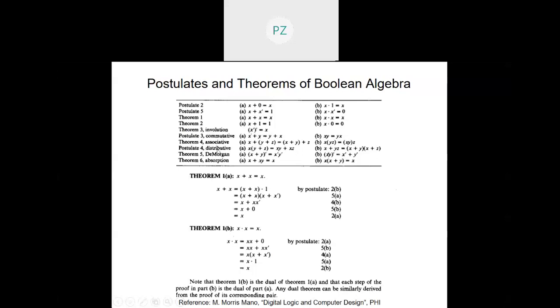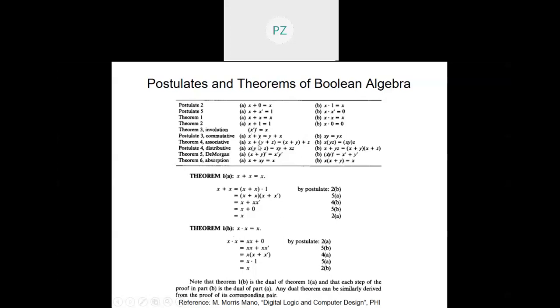Similarly, distributivity is a postulate, so we need not prove it. But De Morgan is a theorem that we need to prove. Absorption we have just now seen, x plus xy is equal to x. So these two theorems, associativity and De Morgan's, need to be proved. Let us have a look at these steps.